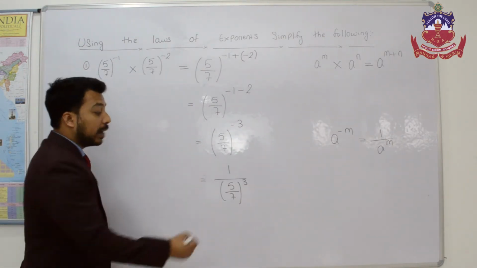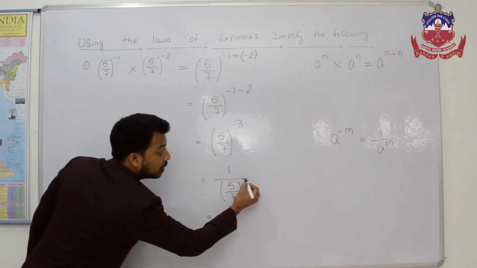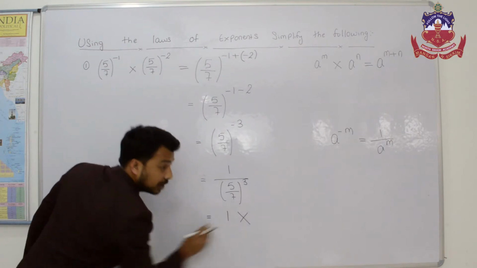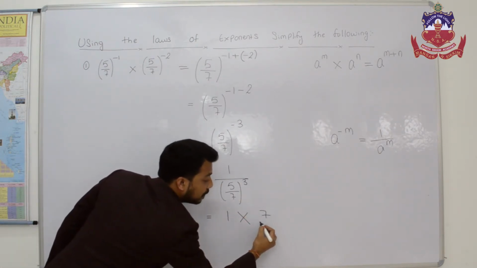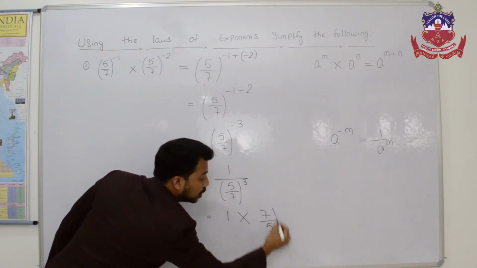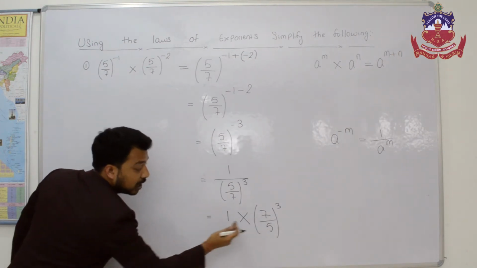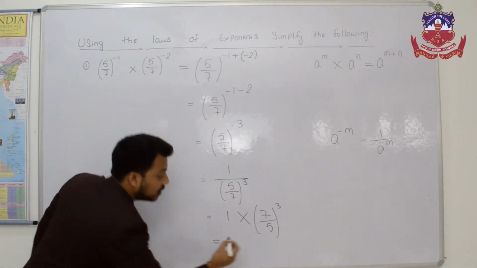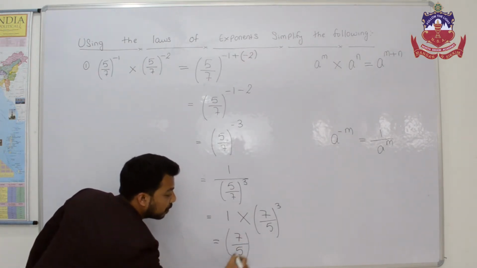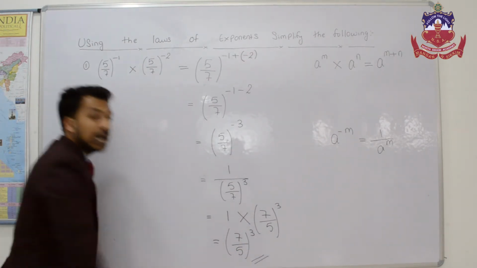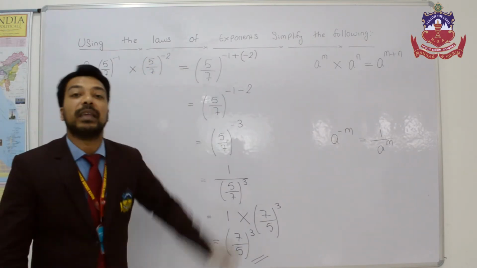Once it is done, we can go for the reciprocal, which is 1. This divide will be written as multiplication. This will get reversed, which means you can write this as (7 by 5) to the power 3. And then the final answer will become, anything which is multiplied with 1 will give you the same answer. So the answer will be (7 by 5) to the power 3. So this is the last answer of this question by using the laws of exponent.